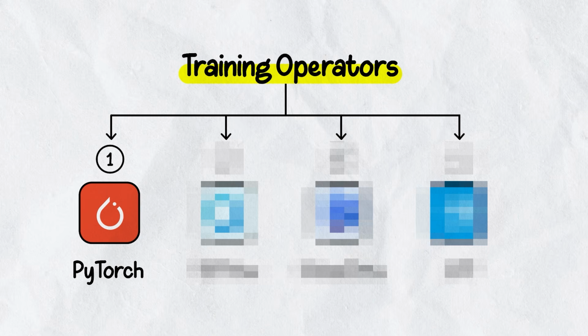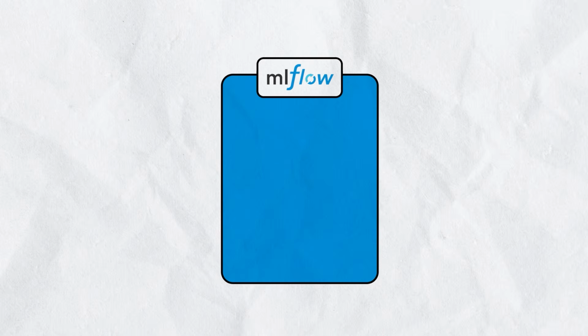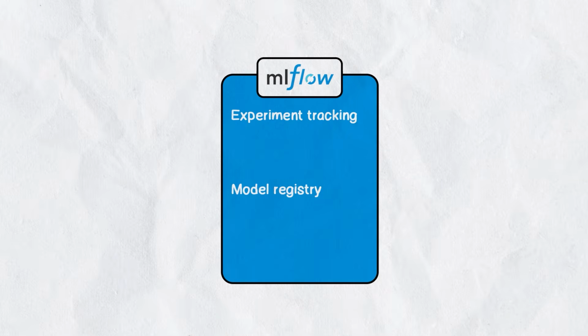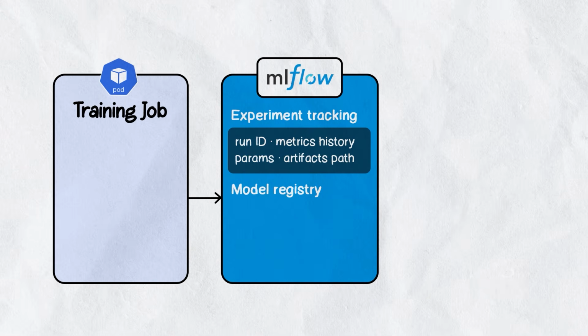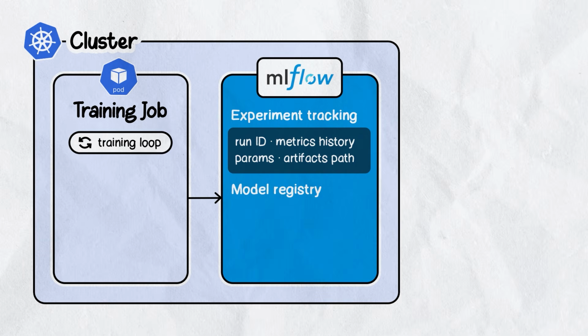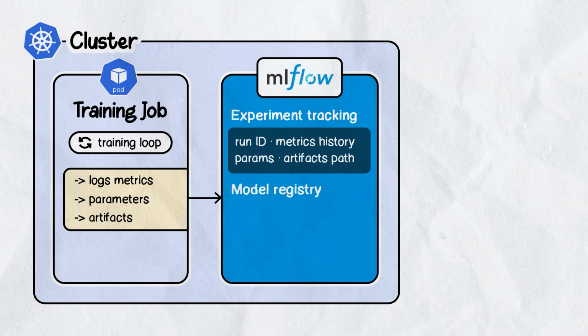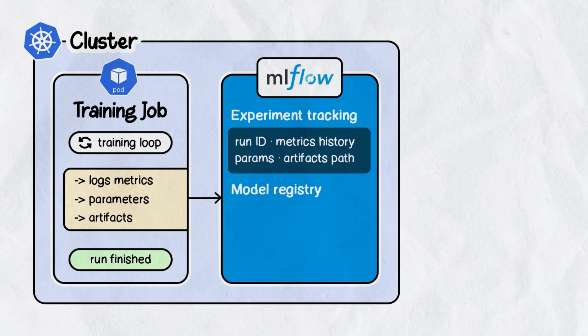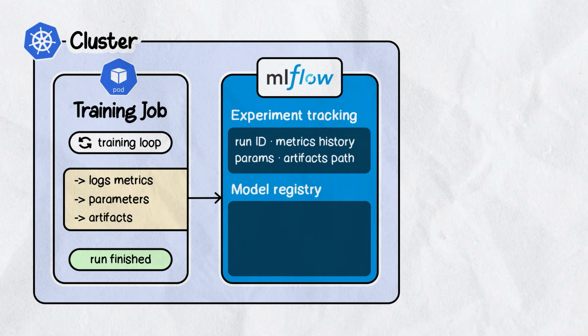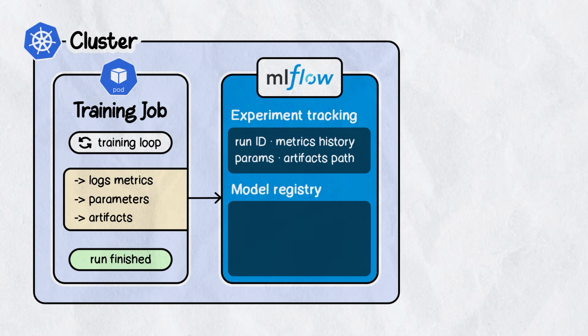Now, there are other open source tools as well that you should be familiar with. One is MLflow. This is used for experiment tracking plus model registry. Your training job runs inside a pod, MLflow runs alongside it as a service in the cluster. As your training loop executes, it logs metrics, parameters, and artifacts to MLflow. And when the run finishes, the trained model gets registered in the MLflow model registry with a version.